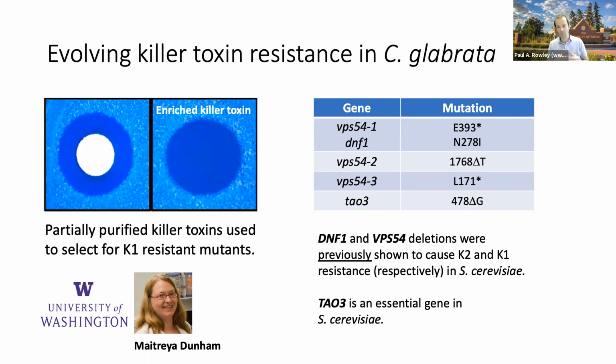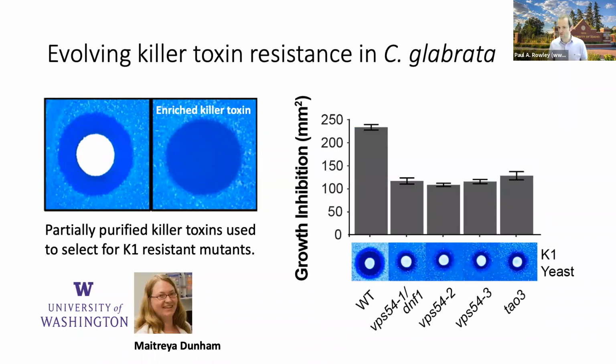We have point mutations, frame shifts, and premature stop codons occurring. So definitely a slightly different flavor. And of course, we found the tau3. So just looking at the resistance phenotypes, it's not completely resistant, okay? It's not total resistance to killer toxins.